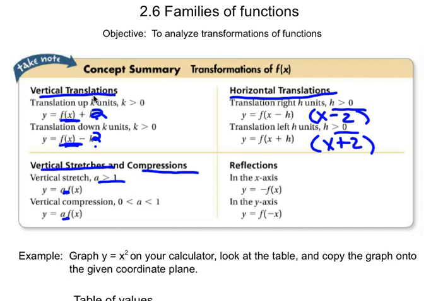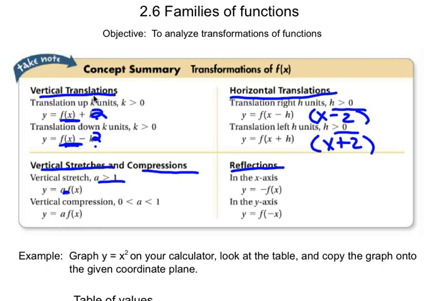If you use a fraction between 0 and 1, or actually it could be negative. If you had a negative, that would be a combo. So if you had a negative and a half in front here, that would also be a compression, but it would be a reflection too, which I'll talk about in a second. But if your number in front is a fraction, that's called a compression. That's going to cut your y's into smaller parts, or a smaller value.